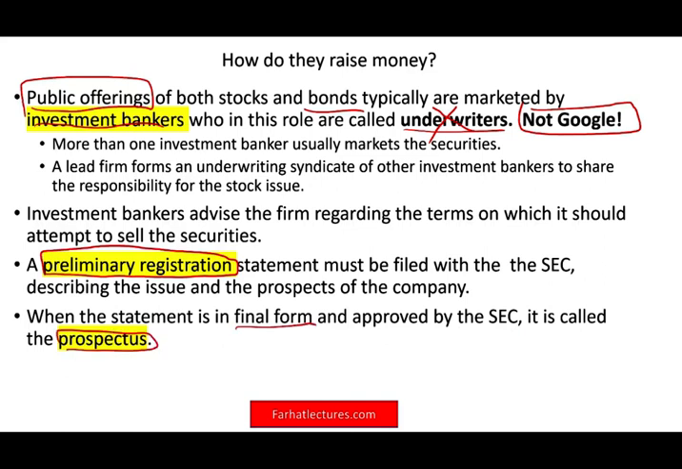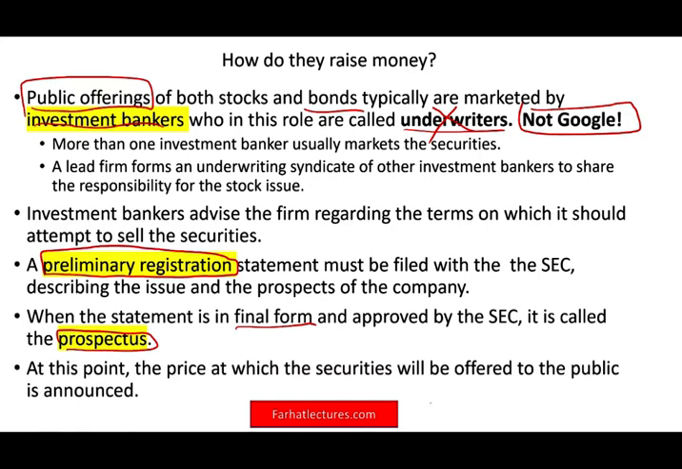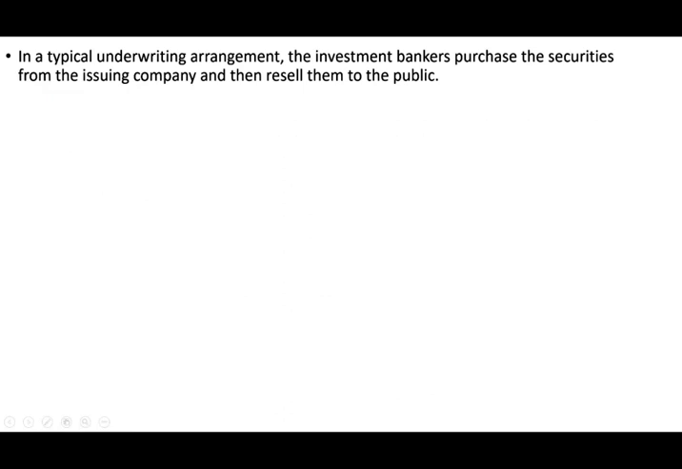This prospectus will tell you everything you need to know about the company before it goes public. We're looking at their income statement, balance sheet, cash flow, notes, and any additional disclosures. Okay. At this point, the price at which securities will be offered to the public is announced. Once the prospectus is ready to go, the price is announced. But let's go through a typical underwriting process. How does it work? In a typical underwriting arrangement, the investment banker, JP Morgan, purchases the securities from the issuing firm and resells them to the public.